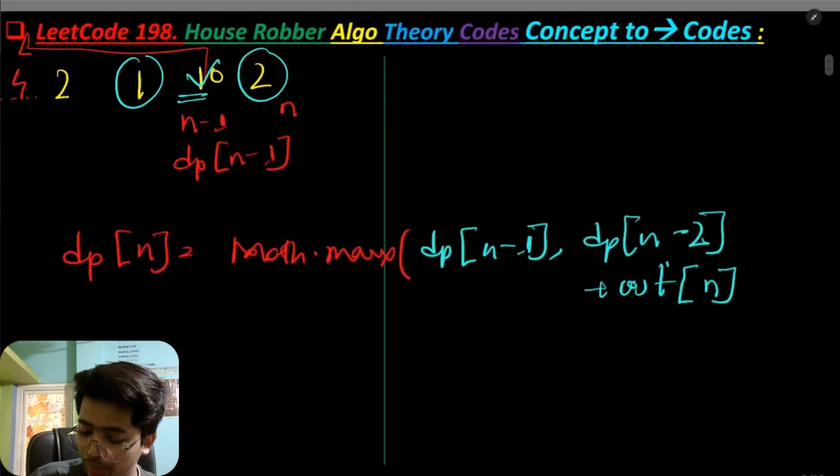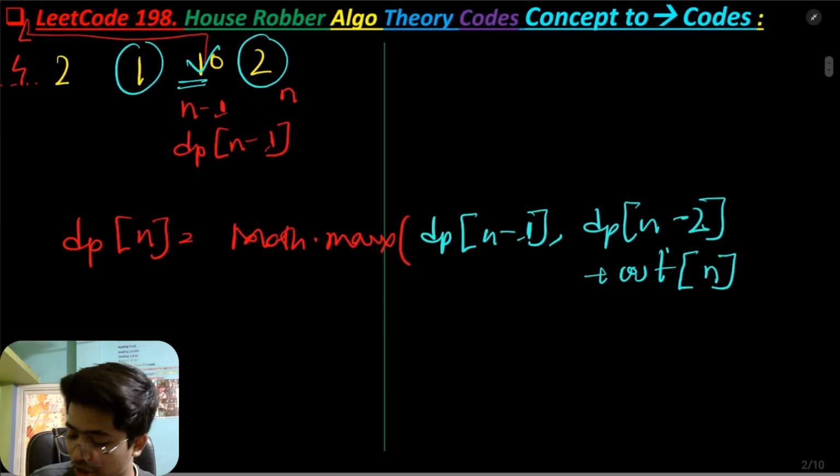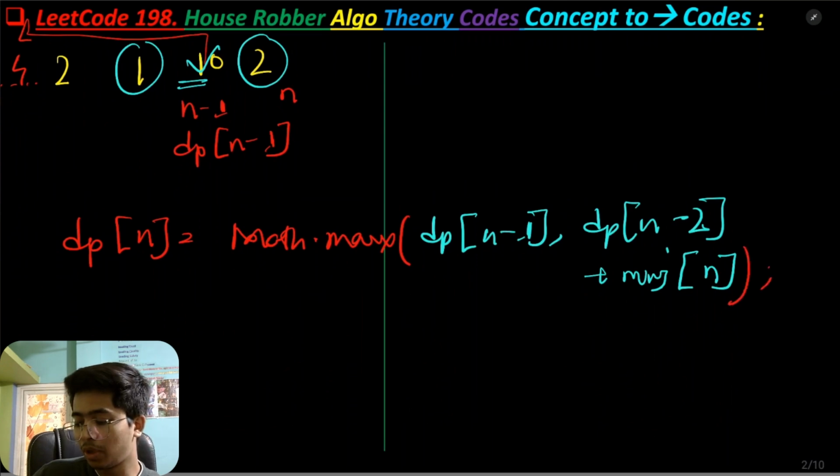So this cost is represented here in terms of nums. In the program we will be using nums in exchange of cost. So that is the program that we have to write right now. We'll be writing it. If we try to generalize this, what will it become?